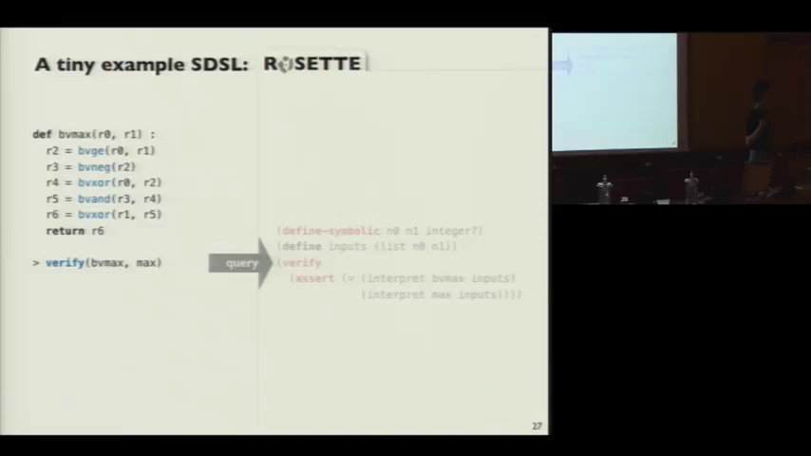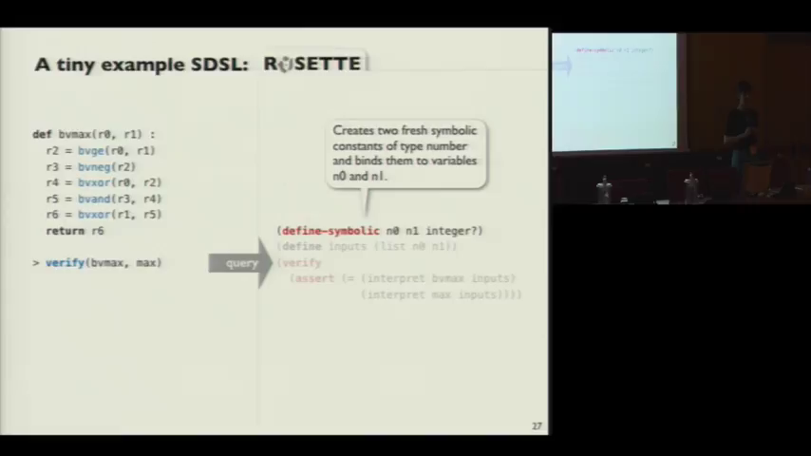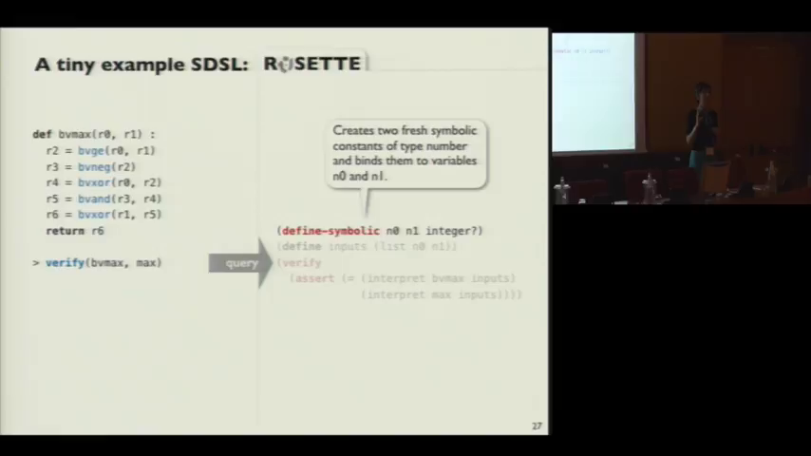So what we do next is we use this define-symbolic construct. What this does is create two fresh constants of type integer, and bind them to the local Racket variables n0 and n1. Now, symbolic constants are just like concrete constants. You can use them in the same way as concrete constants. The main difference is that their concrete interpretation is not known at compile time. It's not even known at runtime. It only becomes known at solve time. The solver eventually determines the concrete interpretation for these values. The only thing that Rosette knows about them is that they're integers.